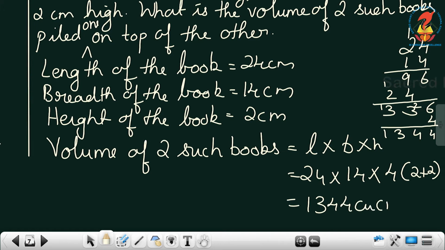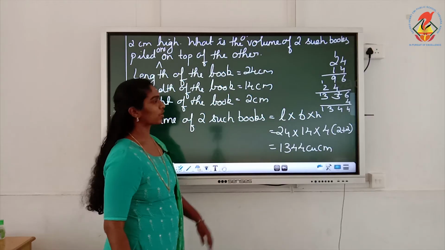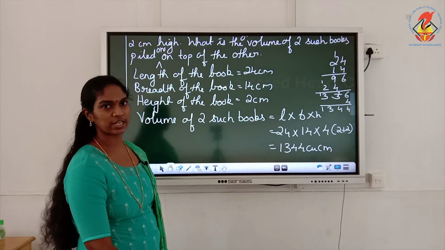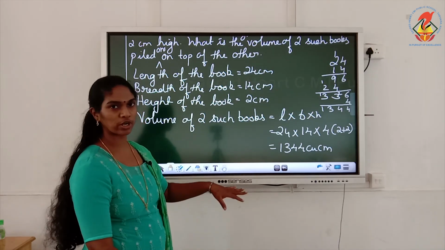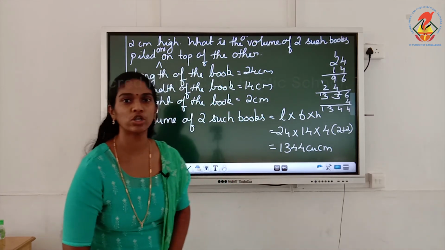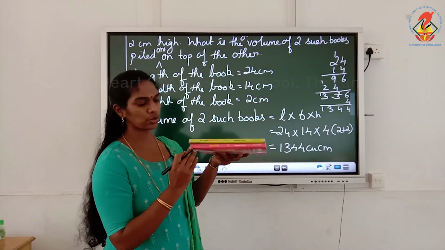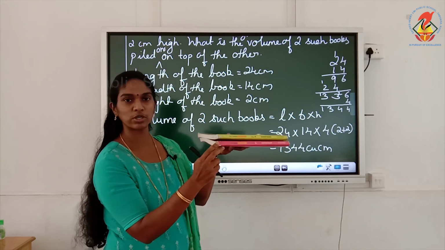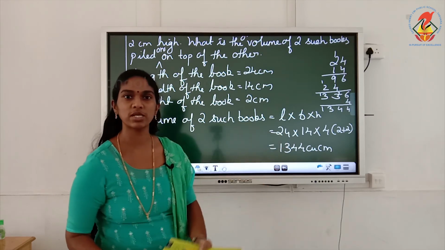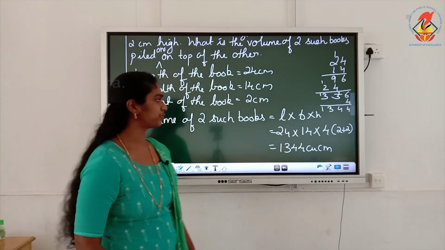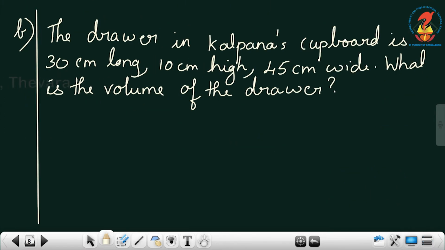1344 cubic centimeter. All the units are in centimeters. Okay children, understood what I have told you? They have asked you what is the volume of 2 such books kept one on top of the other. So the length is the same, breadth is also the same, the height will change. Height of one book is 2, the second book is 2. So both together it becomes 4. So together I have written h is equal to 4. Okay children?